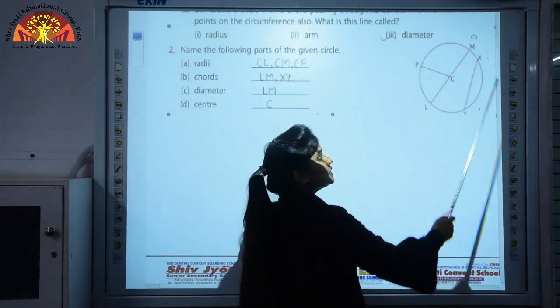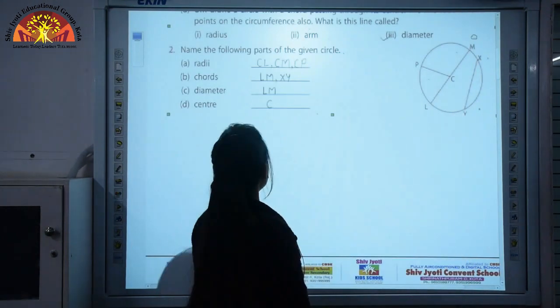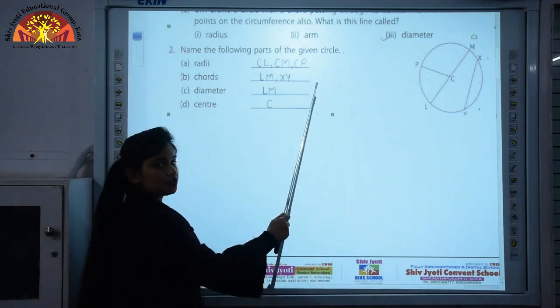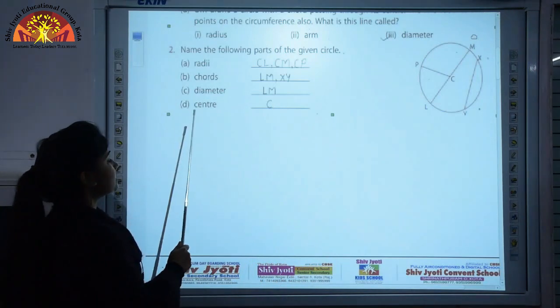So LM is also a chord. So here in this circle we have two chords, LM and XY. Okay students, now we'll see diameter.